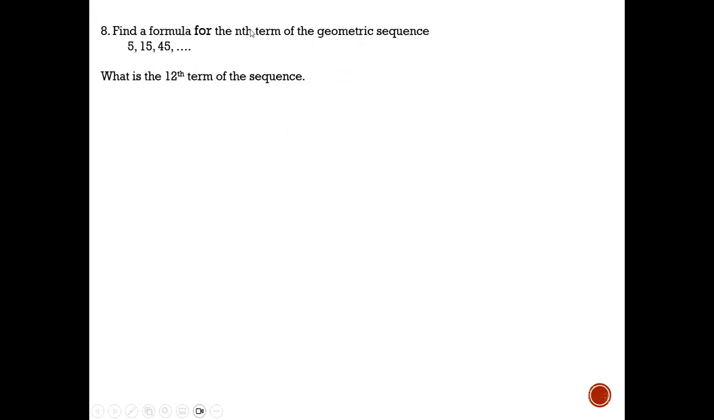Okay, so find a formula for the nth term of a geometric sequence, and then what is the 12th term of the sequence? So here's a geometric sequence. We have a1, which is 5. What we need to do is find the ratio, r, and then use the formula. So how do we find the ratio? Well, with a geometric sequence, you're always multiplying by a number to get the next number. So if we're going to find that number, we work backwards and divide.